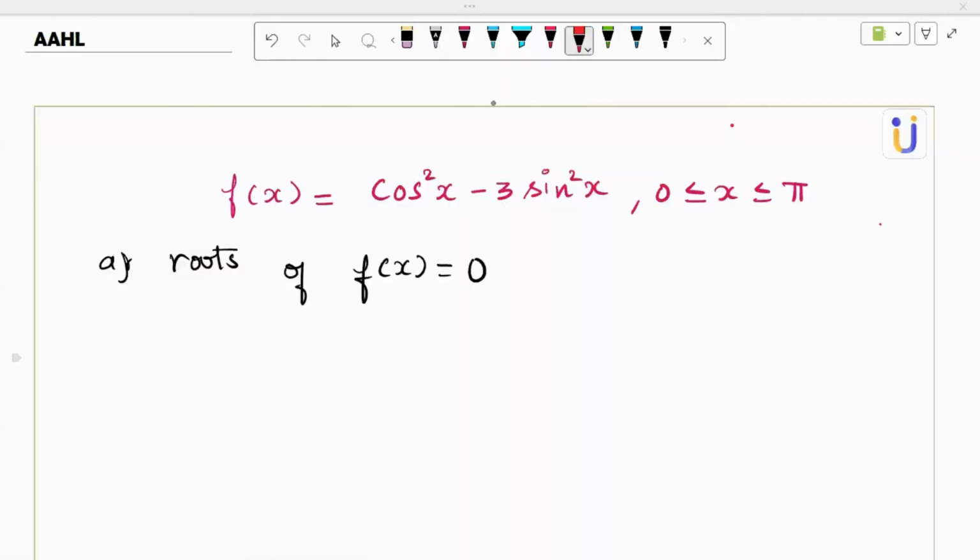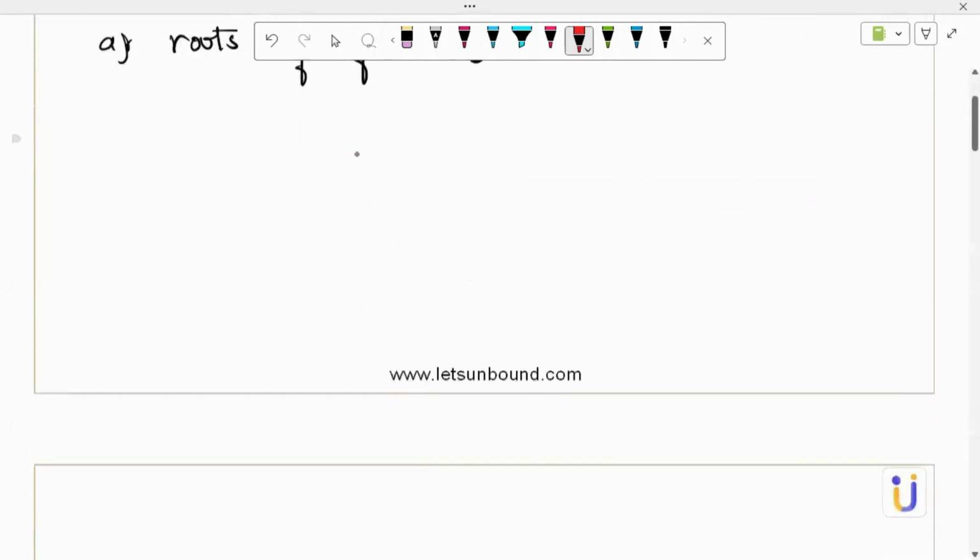Hi everyone. In this series, we are going to solve this particular question, which is from trigonometry. f of x is equal to cos squared x minus 3 sine squared x, and x ranges from 0 to pi. First part, we need to find the roots of f of x equal to 0.